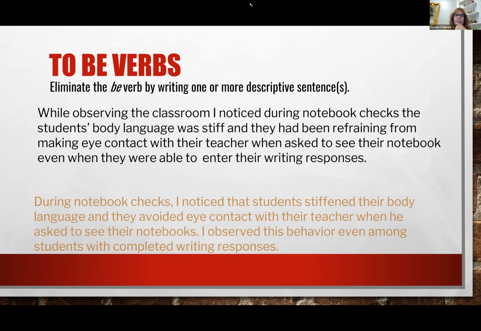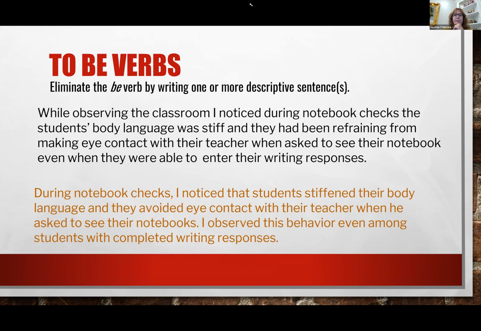Okay. Let's go on to another example where, again, I said, go through your work and look for the helping verbs, or just those small verbs. And instead of saying that the student's body language was stiff, she changed it and she wrote, "I noticed the students stiffened their body language and they avoided eye contact with their teacher." And now you can get more of a visual picture of what's happening, as opposed to "was stiff and had been refraining from making eye contact." If you search for that word "been," you'll come to this sentence, and you'll ask, what am I supposed to do with this sentence? Instead of saying "had been refraining from," "avoided."